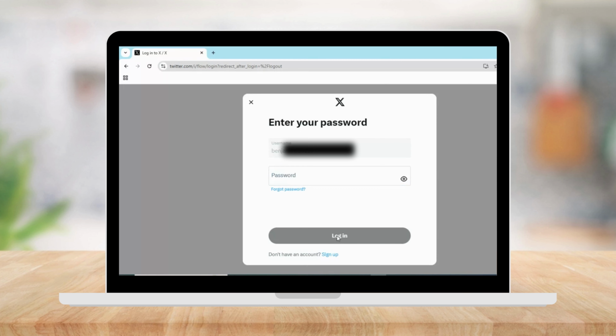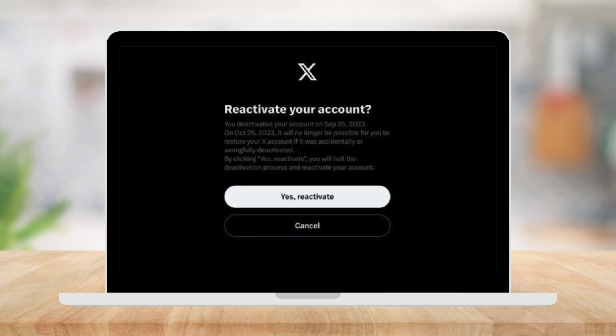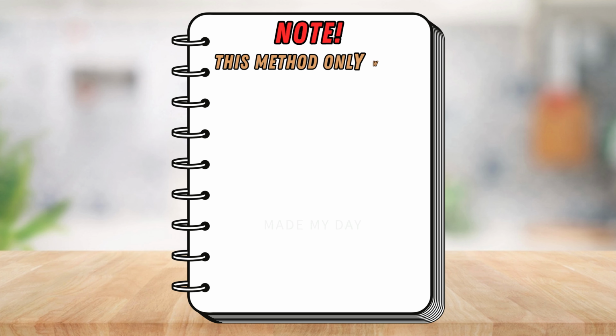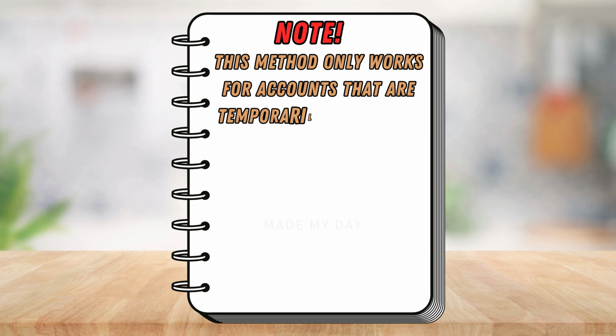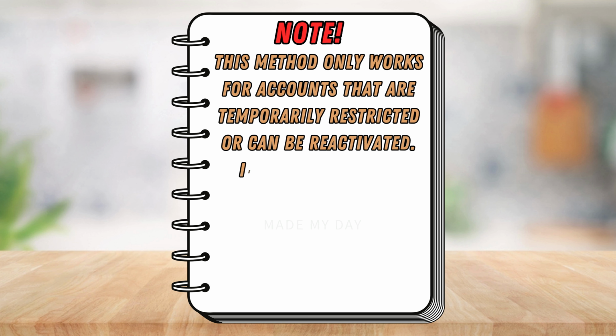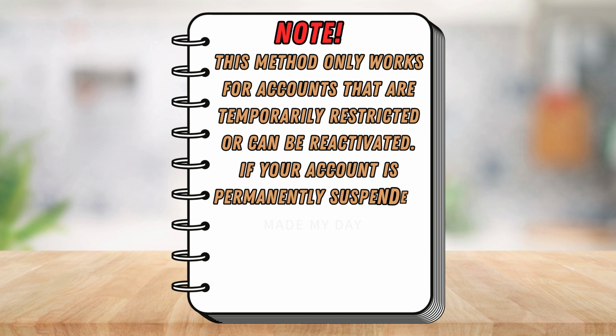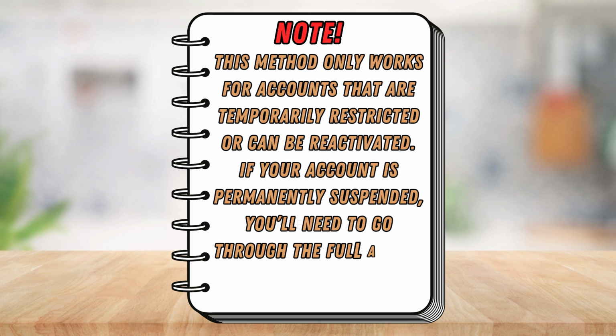Step 6. Now enter your password and log in. If you see the option, tap Yes, Reactivate, and you're done. Note, this method only works for accounts that are temporarily restricted or can be reactivated. If your account is permanently suspended, you'll need to go through the full appeal process.